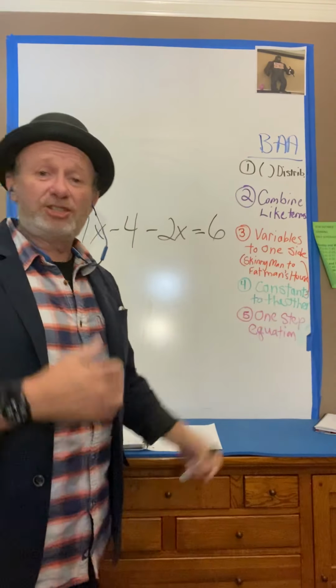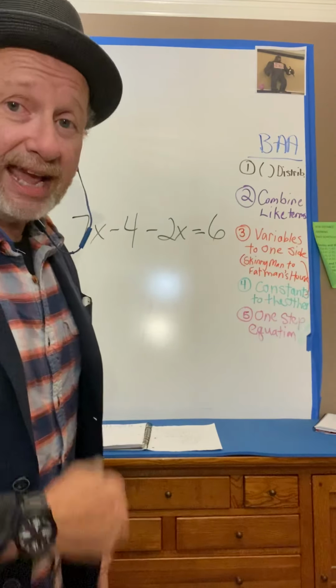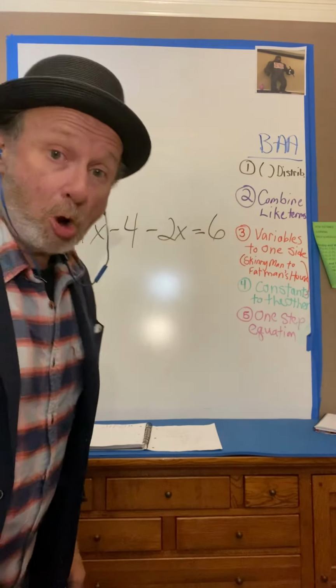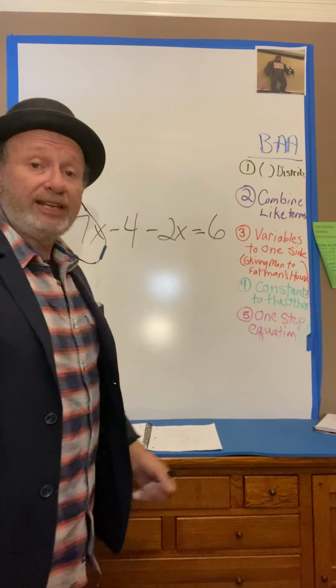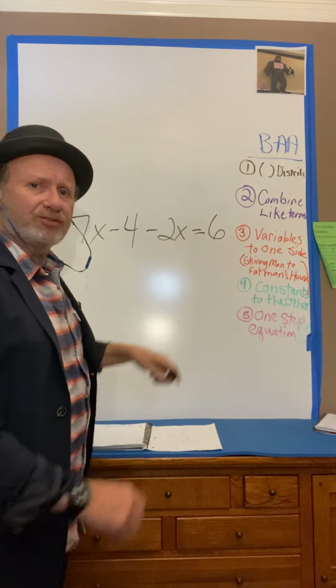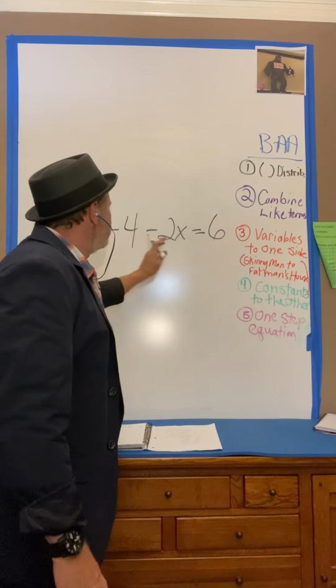I'm looking at all this business. I just go down the BAA and ask, what do I do? So first of all, are there parentheses? Do I distribute? Nope. Second, are there any like terms to combine? I got a 7x and a negative 2x, right? So I've got to combine those two together.